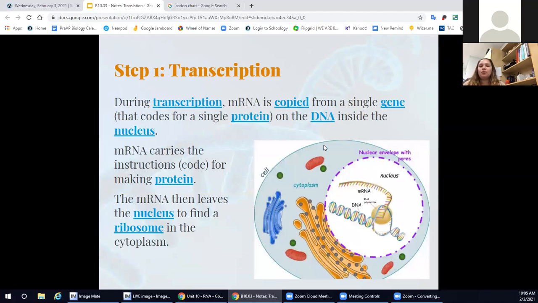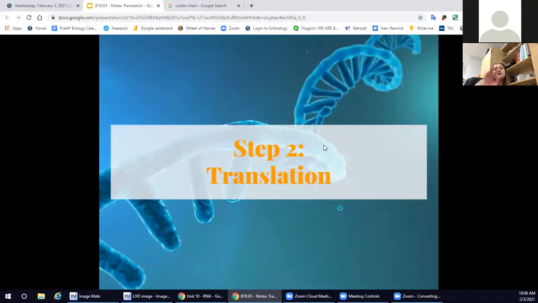So just to review step 1, transcription. During transcription, mRNA is copied from a single gene that codes for a single protein. Remember, we're not copying the whole DNA strand. We're just going to copy the part we need to get that protein, to get that job done. We don't need all of it. We just need some of the DNA. The DNA is inside of the nucleus. The mRNA carries the instructions or the code for making the proteins. And when it leaves the nucleus, it finds a ribosome in the cytoplasm, and that's how we get to step 2. So now we're on step 2, translation.